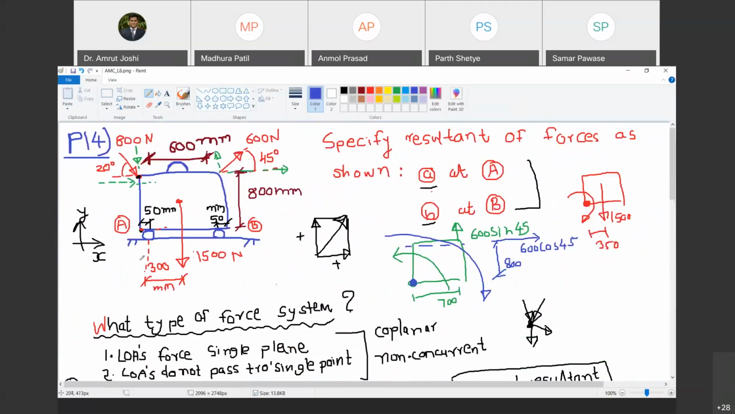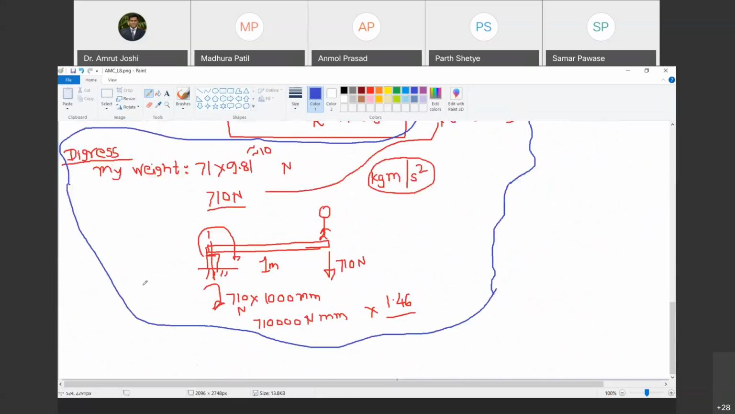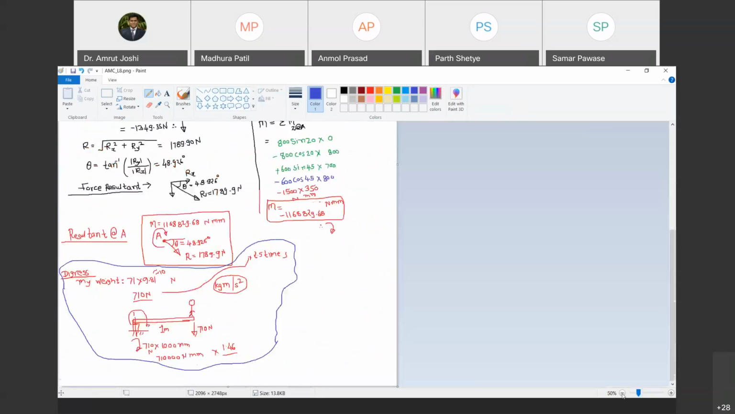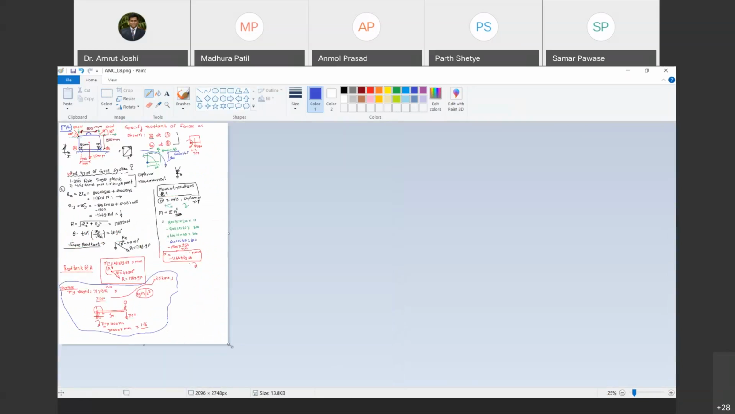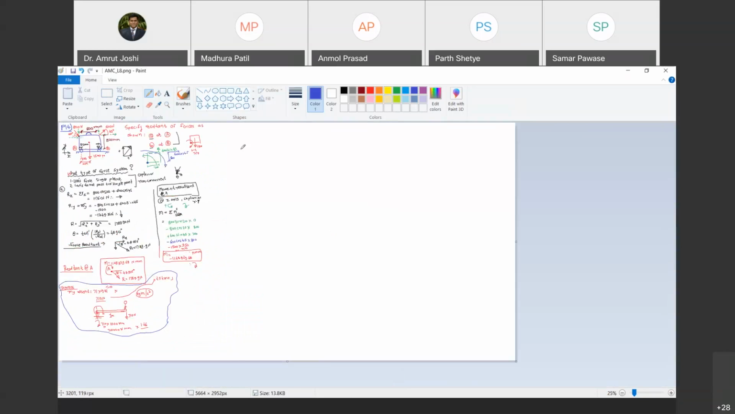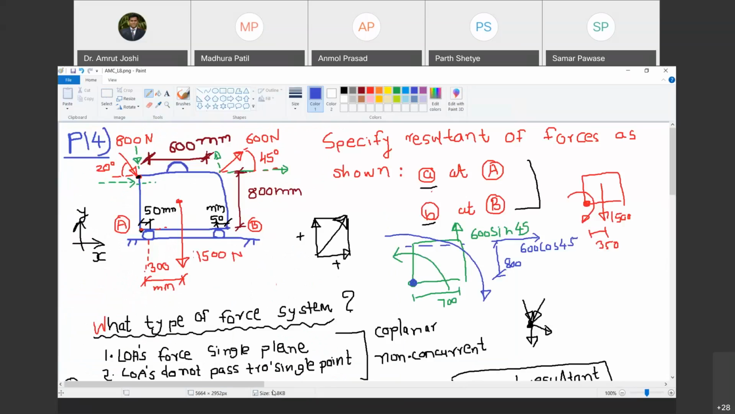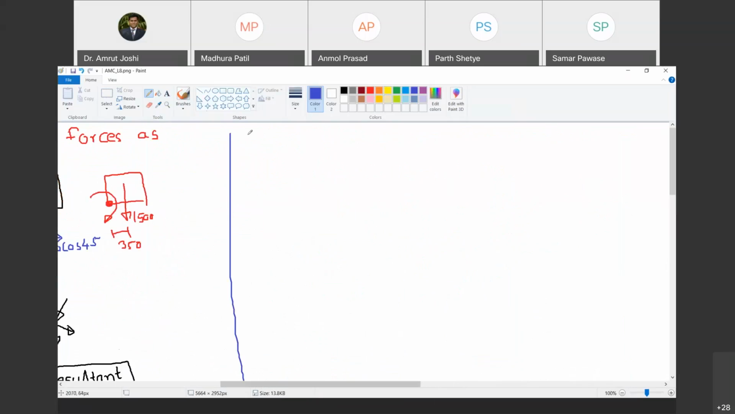Okay, now we will solve the second part. Which part will we solve? We have to find out now the resultant of these three forces at B. We have to find it out here. Are you with me? Yes, sir. Just a minute. So let us solve the second part. Part B.